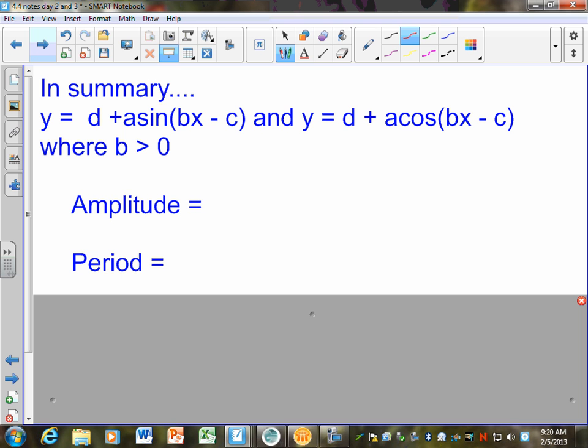I didn't put D on here, but let's go ahead and say what D equals. If you have a number added or subtracted outside of your function, it's always a vertical shift. So if you have like a +7 out there, that means your whole graph's going to move up 7. It means it's not going to touch the x-axis. You have a -2 out there, that means it's going to move down 2. So that's just the vertical shift, the same vertical shift that we've always had.